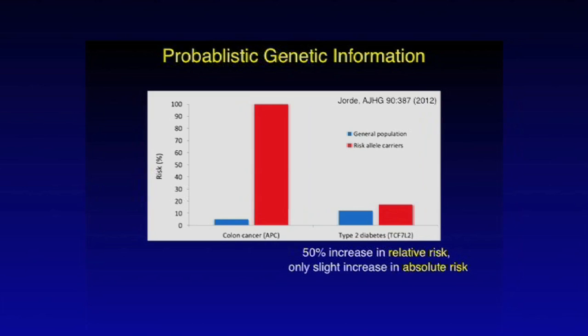So it sounds like you have twice as much chance of getting the disease. Yeah, you get twice as much as you had before, but it's not that much. So this information is complicated. I think it's complicated for clinicians. It's complicated for researchers. It's complicated now.